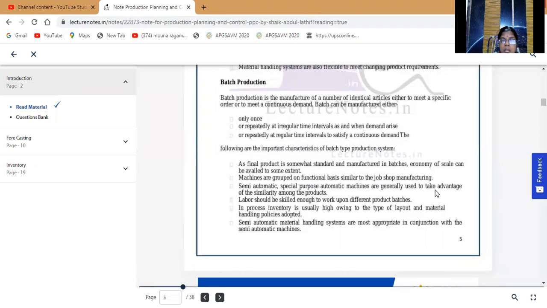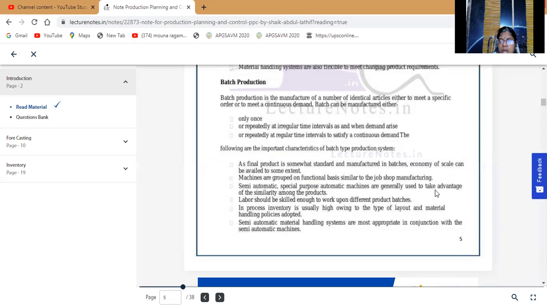And those are all the characteristics of batch type production. The final product is somewhat standard and manufactured in batches, and the economy of scale can be availed to some extent. Some machines are grouped on a functional basis, similar to job shop manufacturing. And the third one is that semi-automatic and special purpose automatic machines are generally used to take advantage of the similarity among the products. So that is why we have more advantage in batch production.